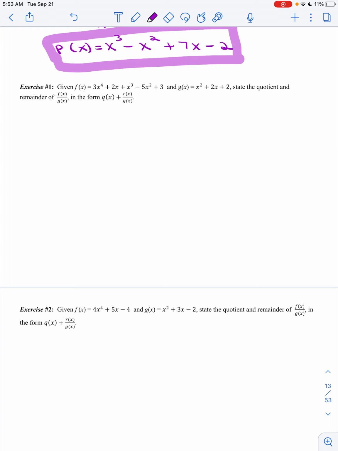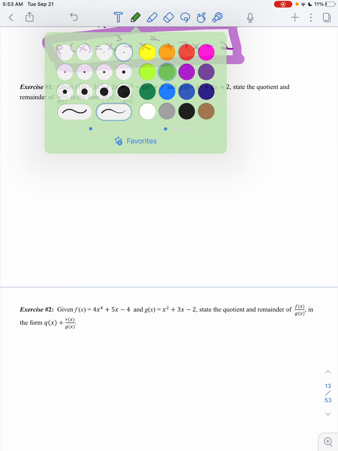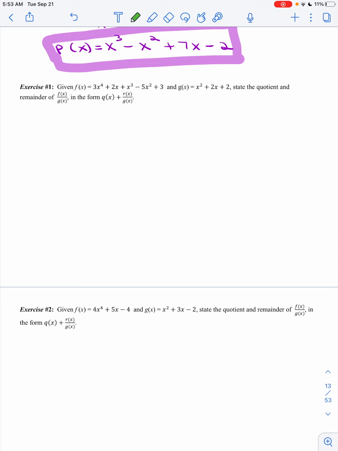Let's take a look at exercise number 1. So we're given this polynomial f of x, but the thing is f of x is not in standard form. Right? We have 3x to the fourth, but then we have this plus 2x squared, and then this x to the third, and then minus 5x squared. So the first thing I'd like you to do is to express f of x in standard form. So we'd have 3x to the fourth plus x to the third minus 5x squared plus 2x plus 3.